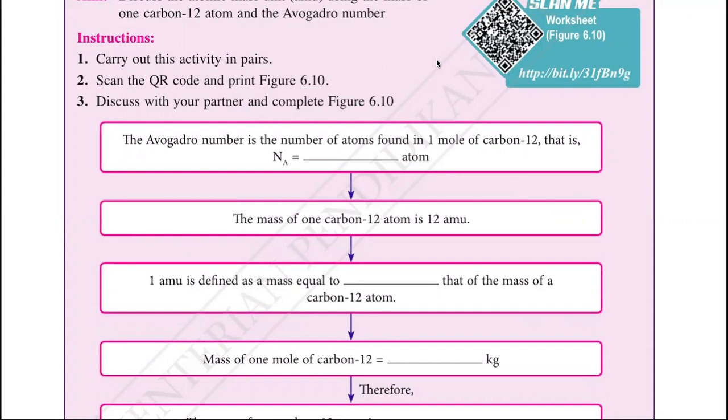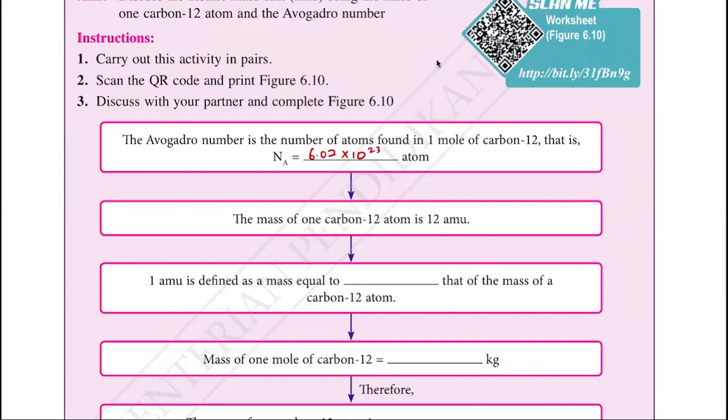Anyone can tell me? Because you have learned this in chemistry also. Avogadro number. 6.02 times 10 to the power of 23. Okay.